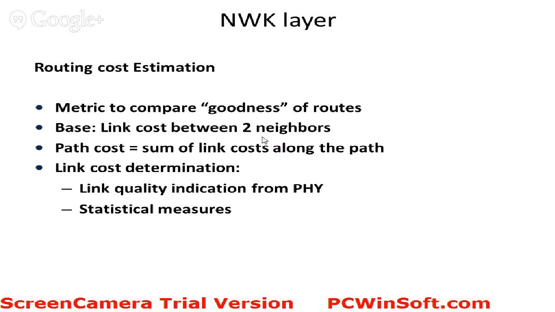Another task which the network layer performs is route cost estimation. Naturally, every system wants to send the traffic over an optimum network of an optimum length. So, various metrics to compare the goodness of a route are considered. One such is the link cost between two neighbors: how much power or how much distance is required for the communication. On the basis of individual link cost, the total route cost is determined.